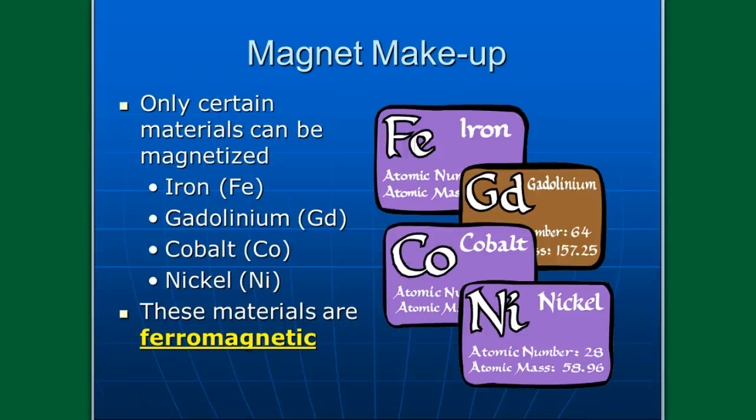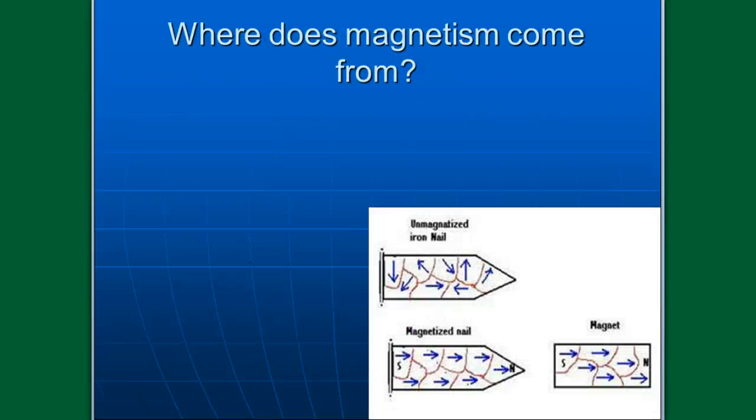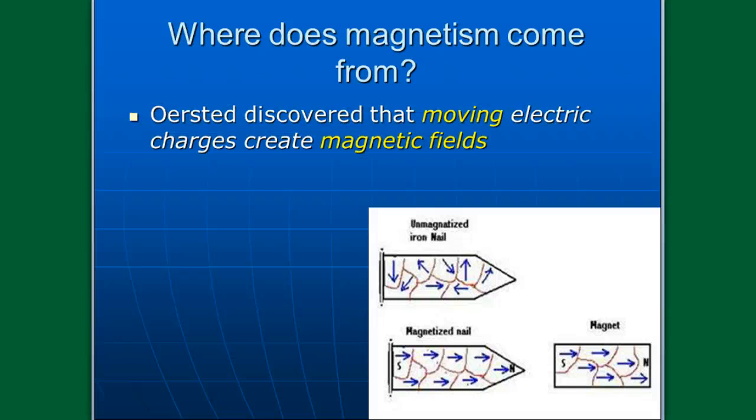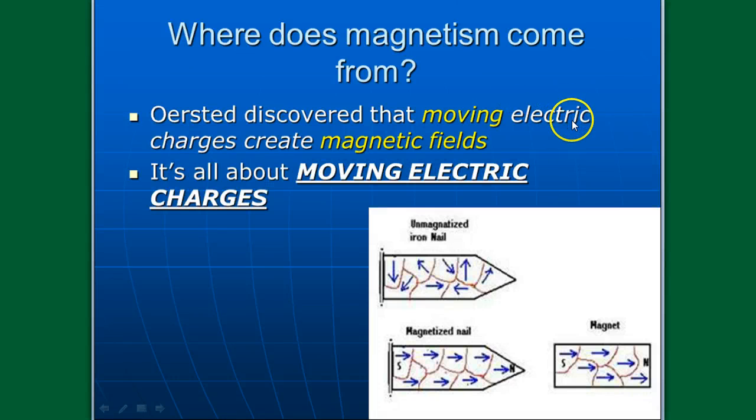So look at number 6 and 7, and I would put a star by those if I were you, because this may be the most important part of the notes. Where does magnetism actually come from? What is it all about? Well, this guy named Ørsted discovered that if you move an electric charge, all you have to do is take an electrically charged object and move it, that creates a magnetic field. In other words, magnetic fields are all about moving electric charges.